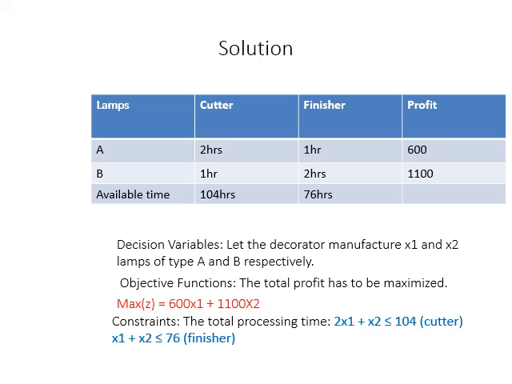A requires 2 hours for cutting and B requires 1 hour for cutting. The total available time for cutting is 104 hours. Then product A requires 1 hour for finishing and product B requires 2 hours for finishing. The total available time of the finisher is 76 hours.